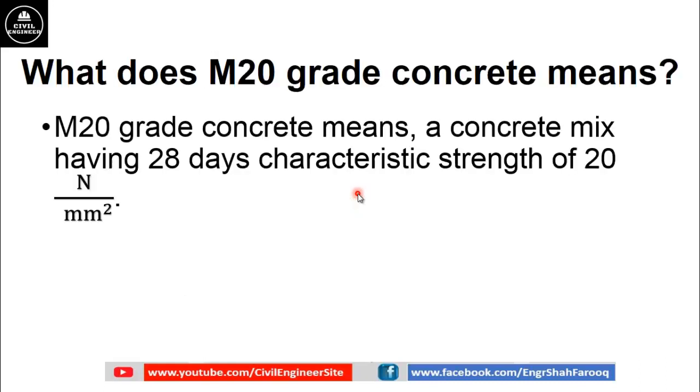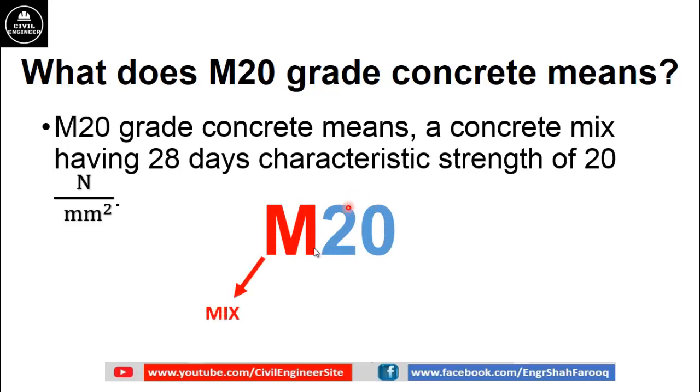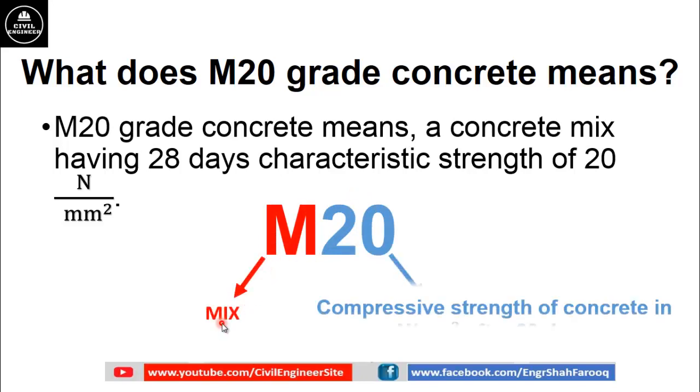For example, M20 grade concrete means a concrete mix having 28 days characteristic strength of 20 Newton per millimeter square. Here you can see that this M represents concrete mix and this number represents compressive strength of concrete in Newton per millimeter square after 28 days. So M20 grade of concrete is the concrete having compressive strength after 28 days is 20 Newton per millimeter square.